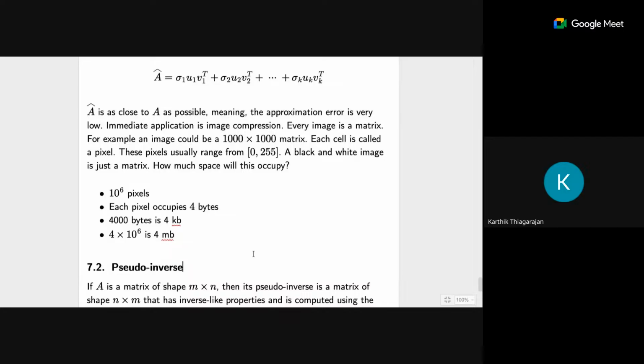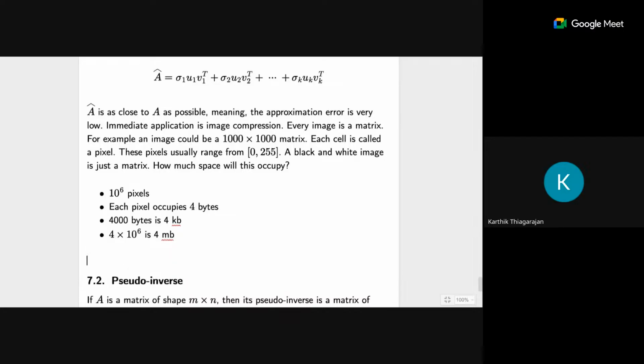So the question is, do we need to store this image as 4 megabytes, or is there a way of using fewer values and still storing the image? Okay, so that is what I wanted to tell you.